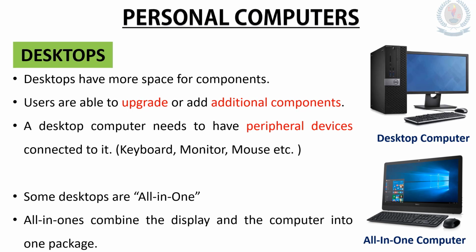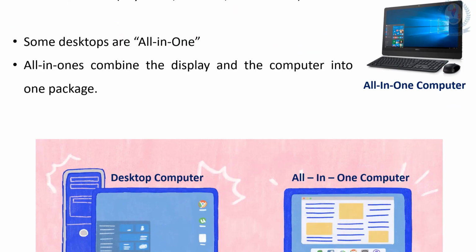While desktop computers are comprised of the computer case plus a separate monitor, all-in-one computers combine the display and the computer into one package. This consolidation gives the all-in-one computer system a smaller overall profile than a desktop computer system.